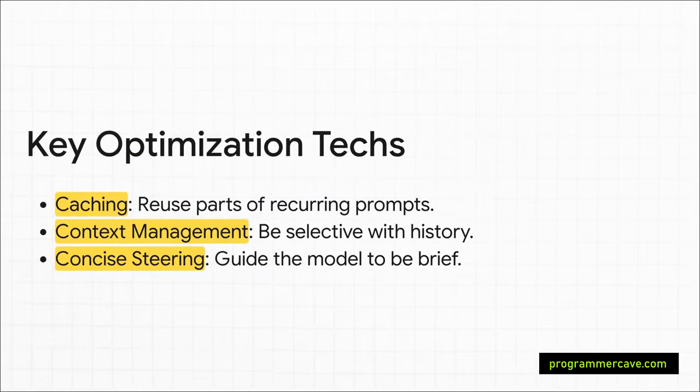So how do you actually do it? Well, first, caching. If you find yourself using the same big chunk of instructions over and over, just save it. That way you don't have to send and pay for all those tokens every single time. Second, manage your context. Don't just send the entire chat history with every single message. Be selective. And finally, steer the AI to be concise. If you don't need a 5-paragraph essay, just tell it. Something as simple as "answer in one sentence" can save you a ton of output tokens.